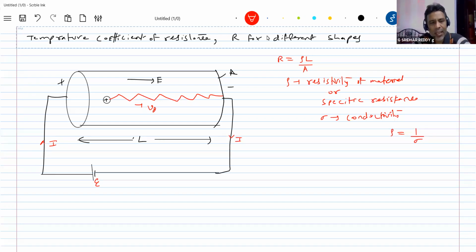Okay, now let me raise the temperature of this conductor. Then we know all objects will undergo thermal expansion. The length will increase, and the area of cross section will increase. What will happen to the resistivity of the material? It is also going to change. The resistivity will vary.